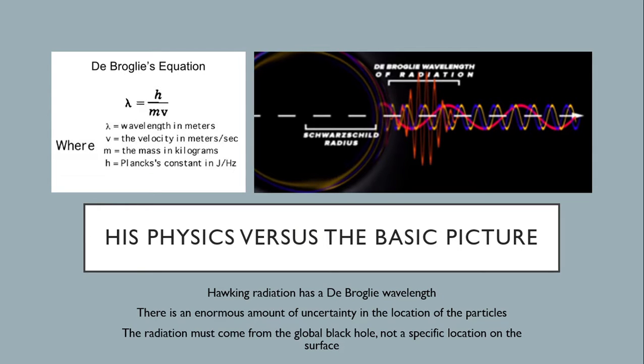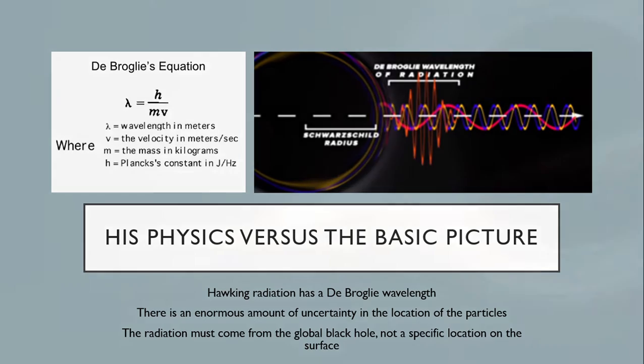Some aspects of this, however, just don't work. Firstly, this Hawking radiation isn't localized. In the basic picture, there appears to be specific points on the black hole where the radiation is flowing out from. Remember the radiation has a wavelength the same radius as the event horizon? That's its de Broglie wavelength. There is a massive quantum uncertainty as to where the radiation comes from, so we can't define it to be at specific points on the surface of the event horizon. Instead, it must come from the global black hole, or the black hole as a whole.